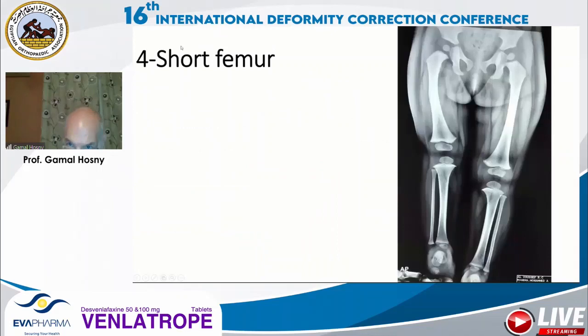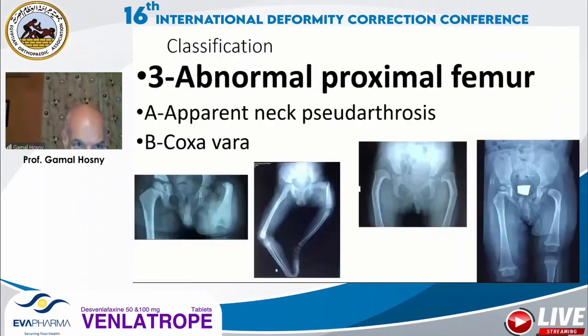Type 4, it's almost a normal femur, but short. And in such a case, you do just lengthening. This is type 4. I will show you an example of type 3, the apparent neck pseudoarthrosis and coxa vara.